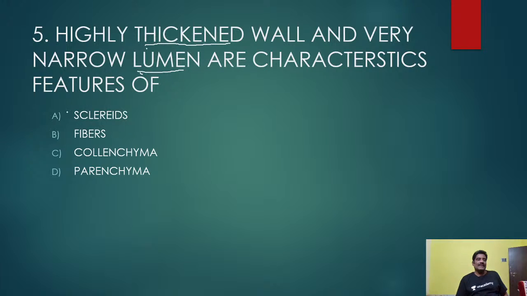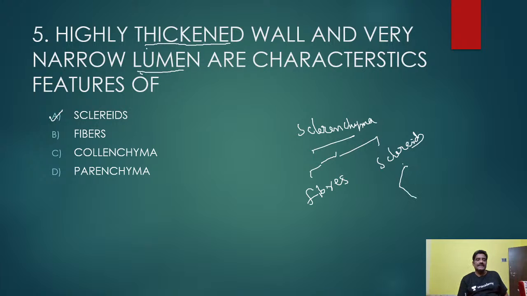So here I will tell you the right answer: A is the right answer. So what are sclerites here? You know very well, simple tissues are parenchyma, collenchyma, sclerenchyma. So the sclerites belong to sclerenchyma only. In sclerenchyma, mainly two types of cells are there: fibers and sclerites.